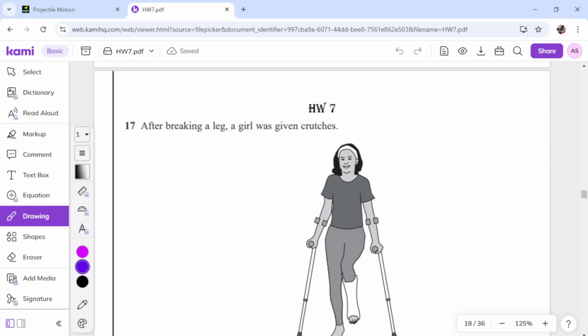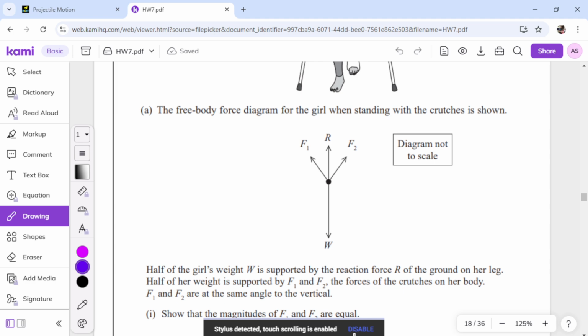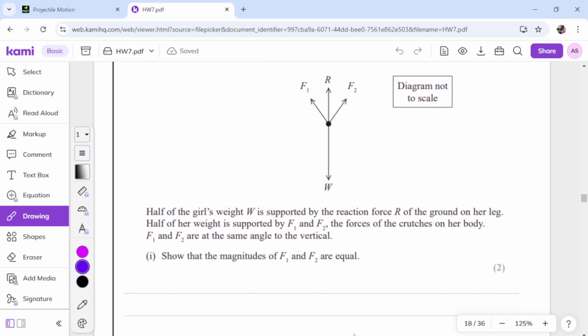The question said, after breaking a leg, a girl was given crutches. The free body diagram for the girl when standing with the crutches is shown, and it is not to scale, you can't measure it. Okay, so we have F1, F2 and weight. Half of the girl's weight W is supported by the reaction force. So the first part you have to know R equals half the weight of the girl.